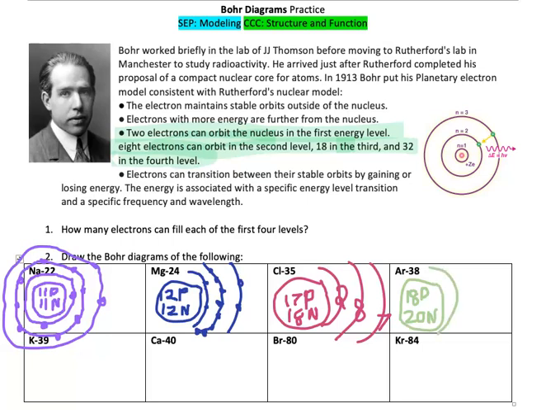So how many in the first shell? Good, 2. How many in the second? 8. 8 and 2 is 10. So how many in the third? 8. 18. Perfect.